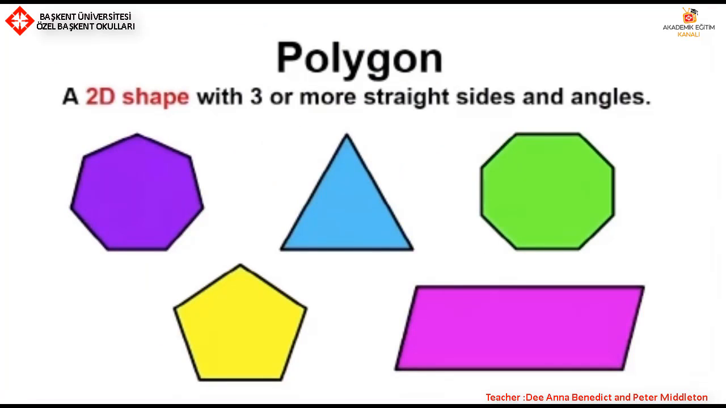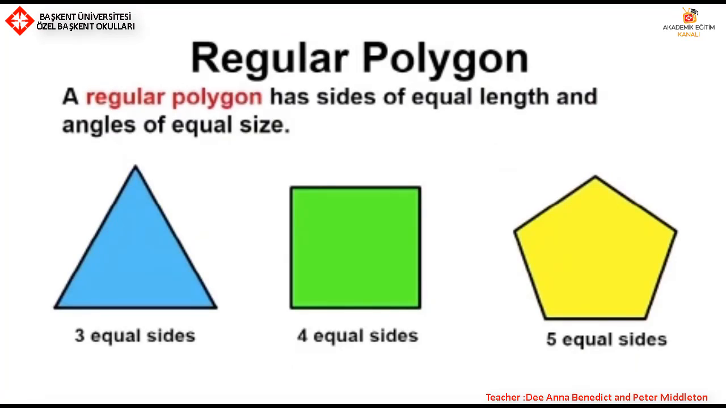Look, these are shapes. They are called polygons. A polygon is a 2D shape with 3 or more straight sides and angles. A regular polygon has sides of equal length and angles of equal size.